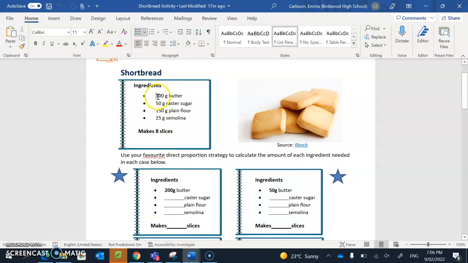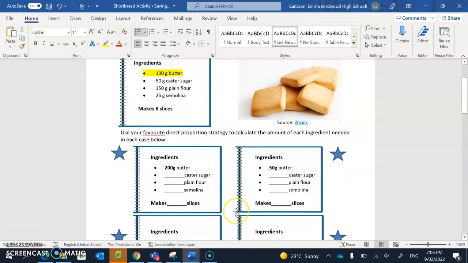So for example, if you look here, the original recipe requires 100 grams of butter. If you're using 200 grams of butter, that's double, so you need to double the rest of the recipe. And if you double the rest of the recipe, you're going to make double the number of slices, okay? So if you make 8 slices from the original recipe, doubling that recipe, you're going to end up with double 8 slices. I'm going to let you work that one out.